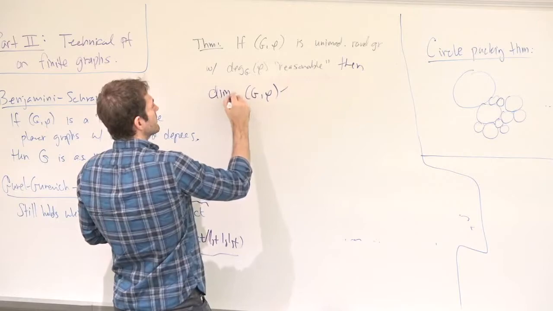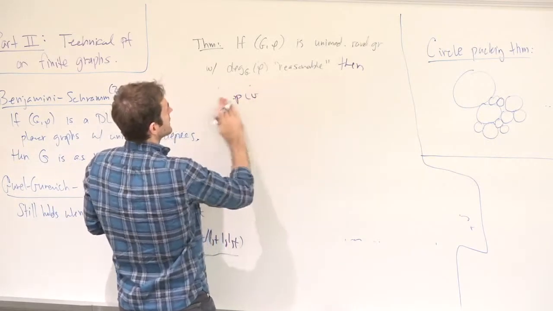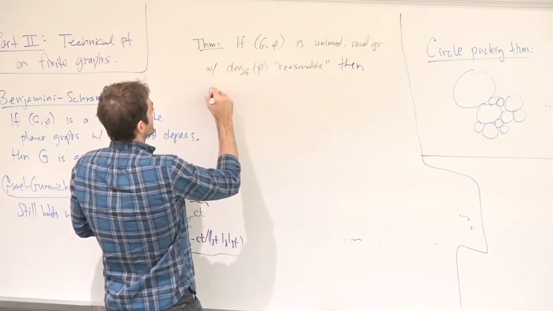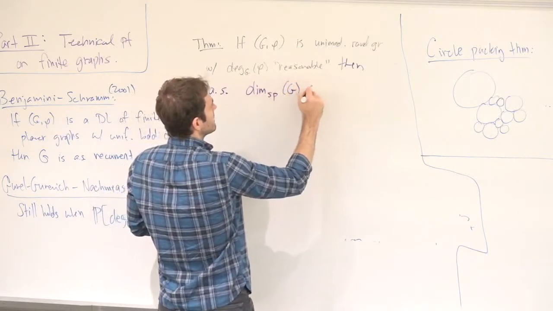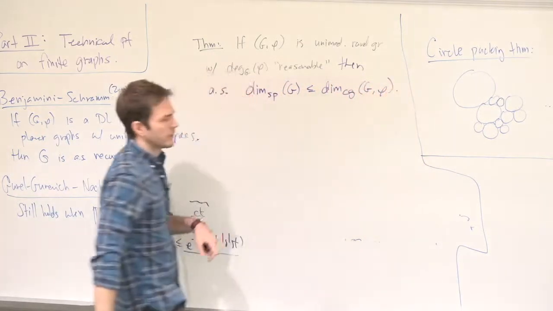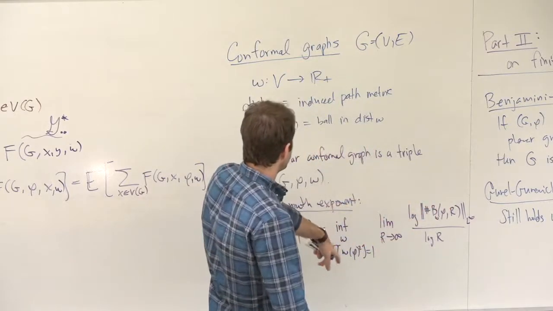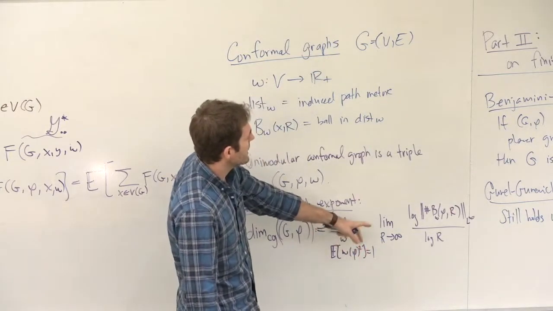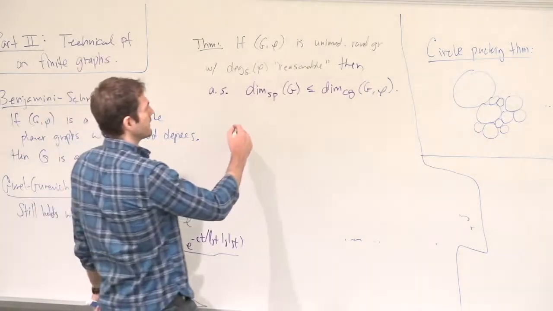So then my claim is that in this case, let's try again. Then almost surely the spectral dimension of G is bounded by the conformal growth exponent. Okay, and by the way, I will say what the spectral dimension is in a second. For everything I'm stating, I'm just assuming that all these limits exist. Otherwise, you should have lim sups and limits all over the place.